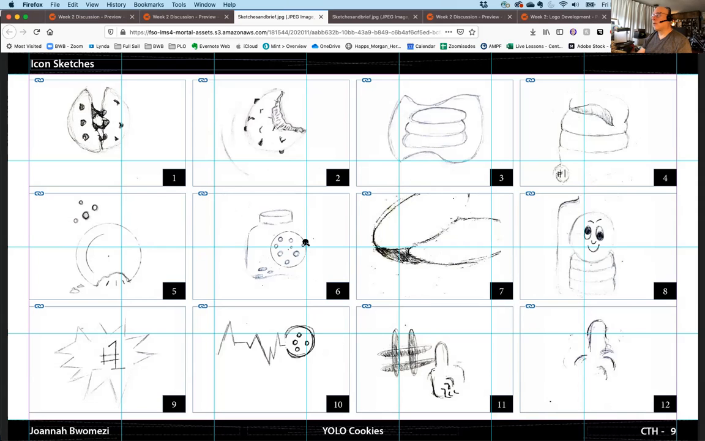cartoon thumbs. Number 1, I wouldn't do just a picture of the cookie. I don't think that makes a good icon. Cookie in a cookie jar, not really, because this is YOLO. It might be more characters like number 8, experiences like that. Some of these feel complicated, like this is like an earthquake or something. I don't really see this as a logo. Some are just pictures of cookies.